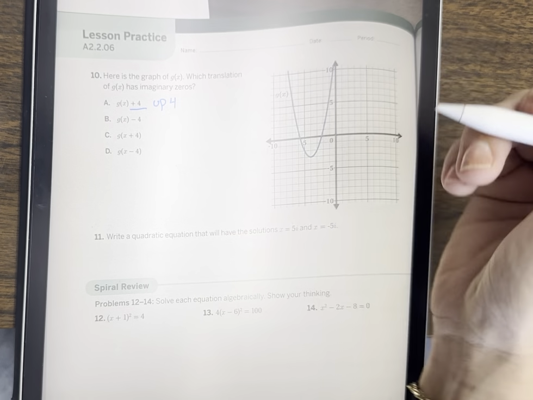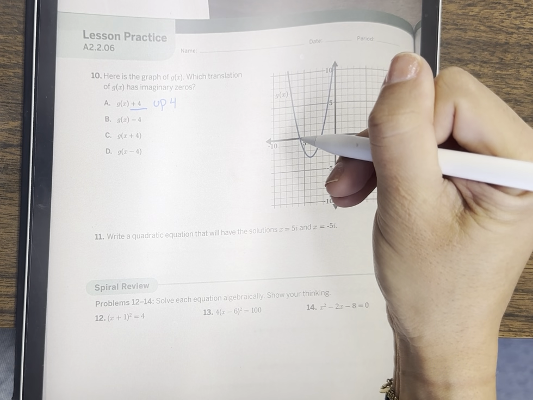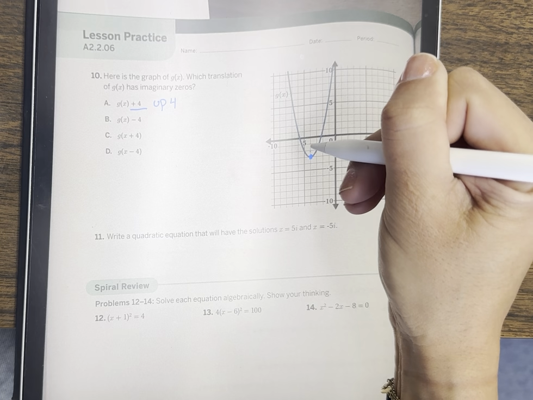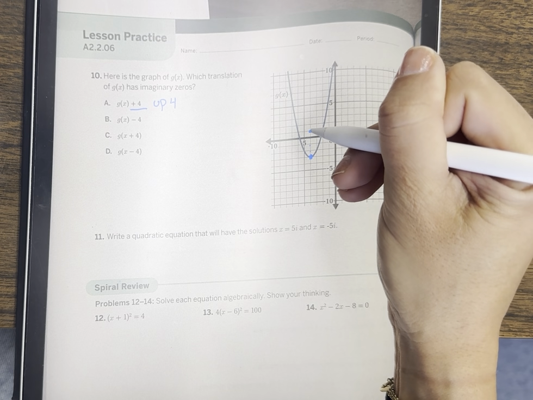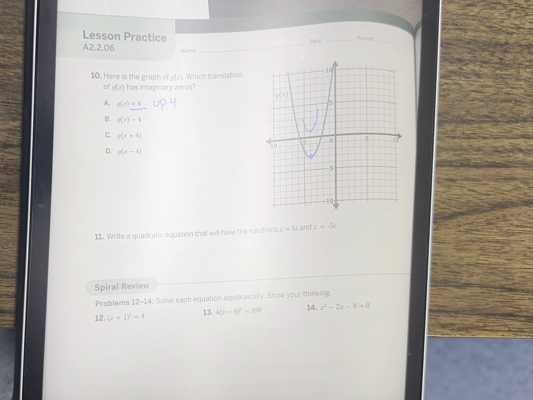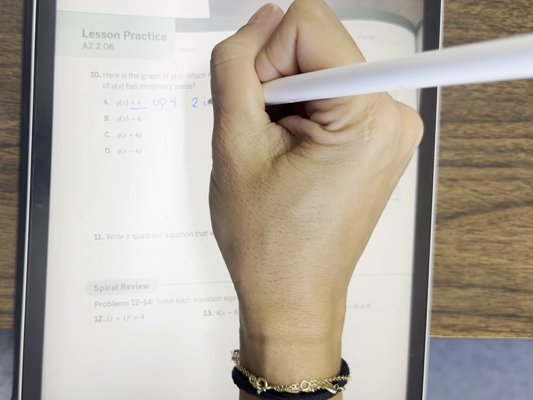Move up 4. So here is the vertex. If it goes up 1, 2, 3, 4, and it's still opening up, we've got no x-intercepts. That means that it has 2 imaginary zeros.